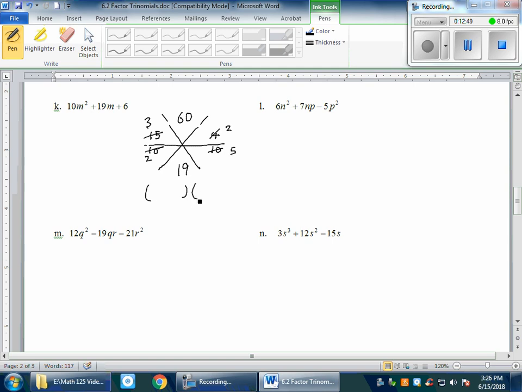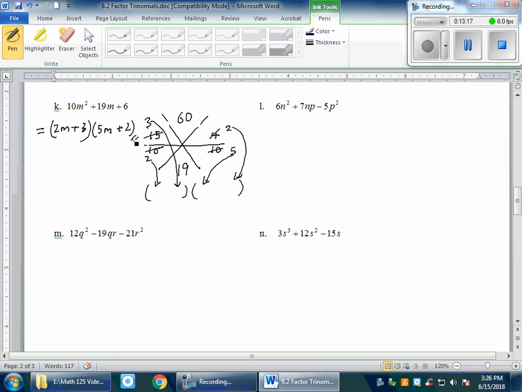And then my factor, the denominator will be the first coefficient, the numerator will be the second coefficient of the second term, right? The numerator, like this. So my answer is 2m plus 3, and then 5m plus 2. And this will be my final answer.